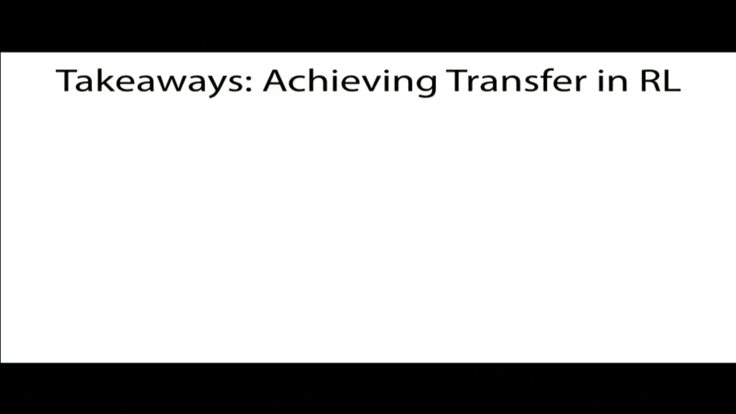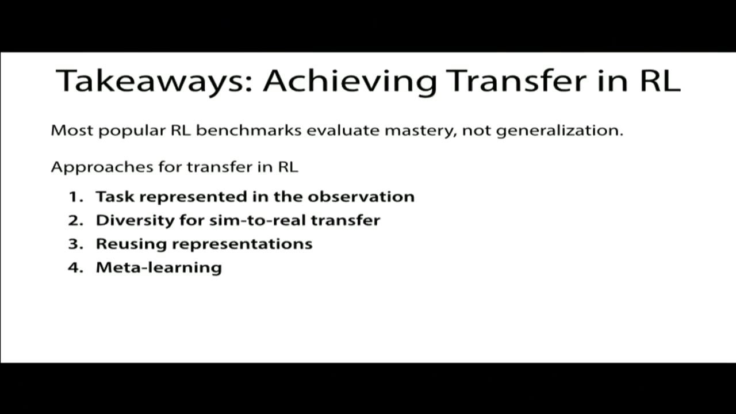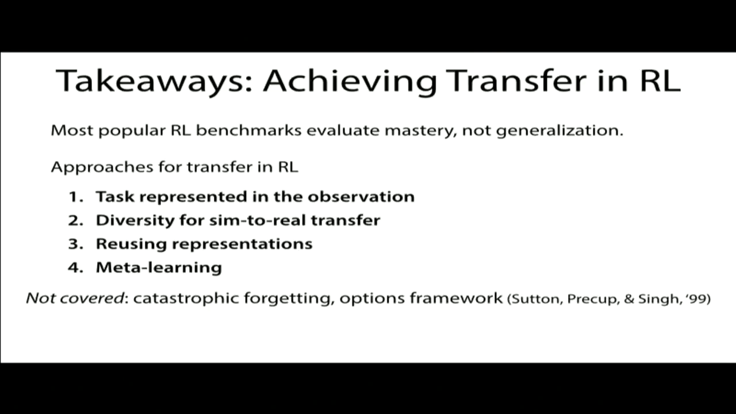OK, so some takeaways from this lecture for achieving transfer. First, the most popular reinforcement learning benchmarks do not evaluate for generalization or for transfer. Instead, they evaluate for mastery. And I covered four approaches for transfer in reinforcement learning: task representation, representing the task in the observation, diversity, reusing representations, and meta-learning. Two things that I didn't cover that are big topics in this area are catastrophic forgetting and the options framework. They're big enough topics that we could have an entire lecture on them, but unfortunately we didn't get to cover them in this course.